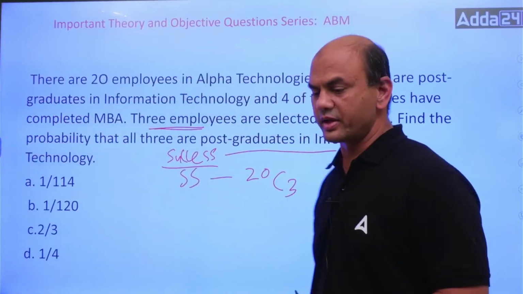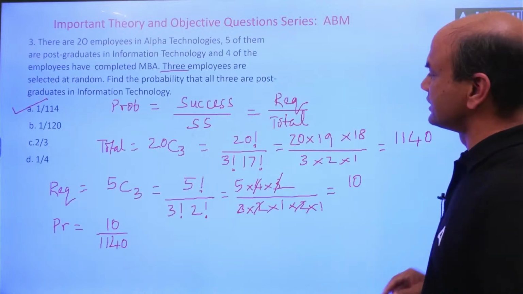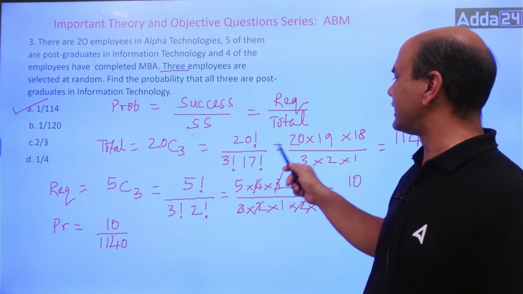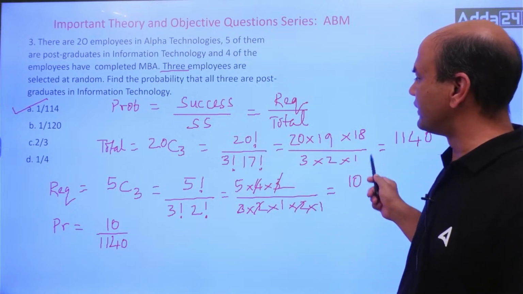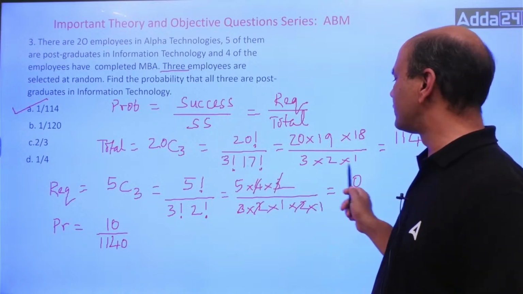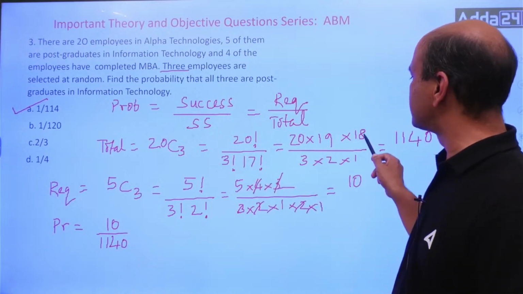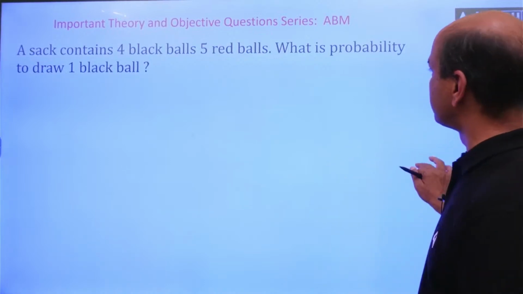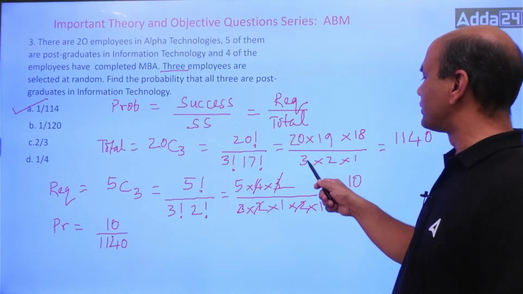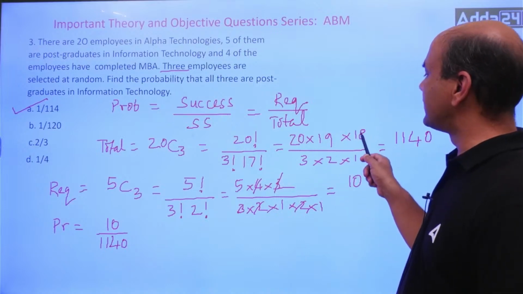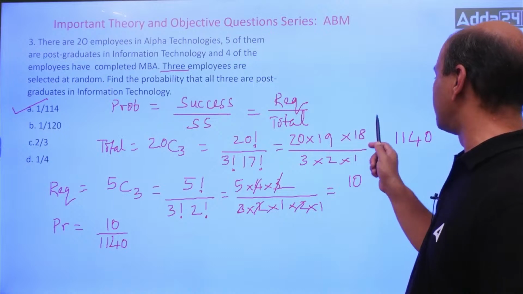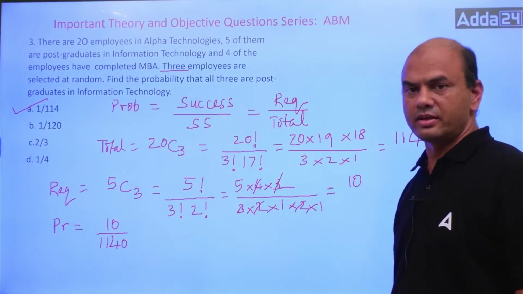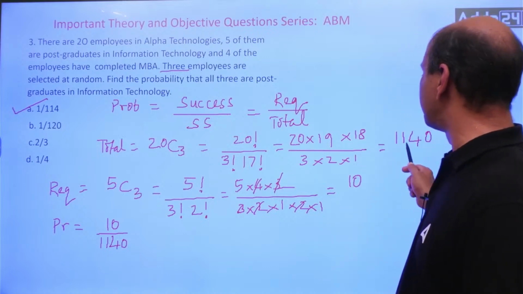So solve it. What are you getting? See this, 20, 19, 18, 17 factorial. So the 17 factorial gets cancelled. 20 into 19 into 18 upon 3 into 2 into 1. 3 sixes are 18. So 20 into 19 into 3. Multiply this, and you'll get 1140.